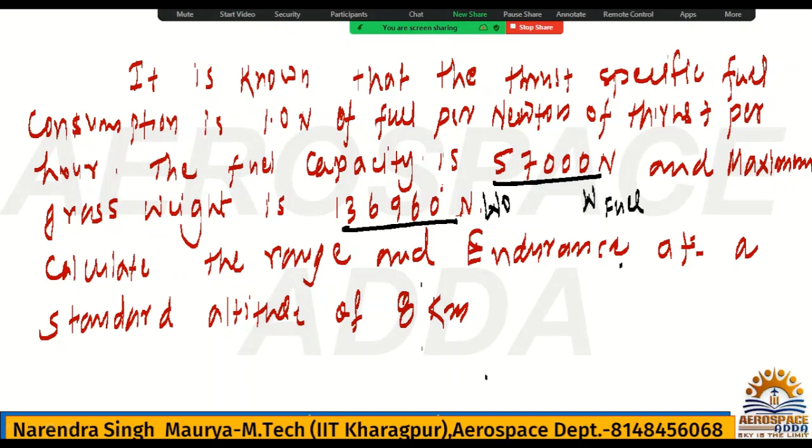At 8 kilometer that aircraft will fly. That is one very important point you need to remember, because in the range and endurance formula, if there is a density, you have to keep the density at 8 kilometer. That is the one clue. It is very important, remember. Okay. Now range and endurance.